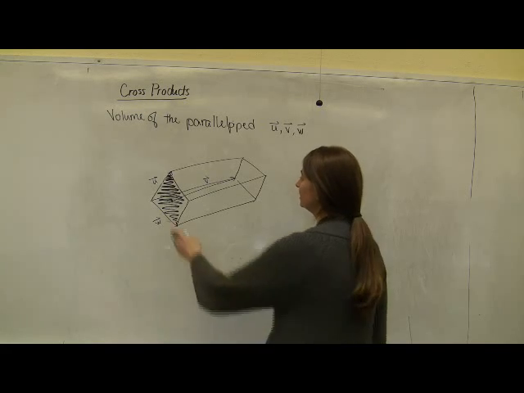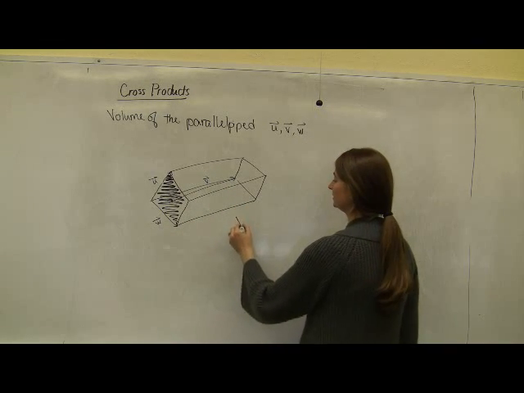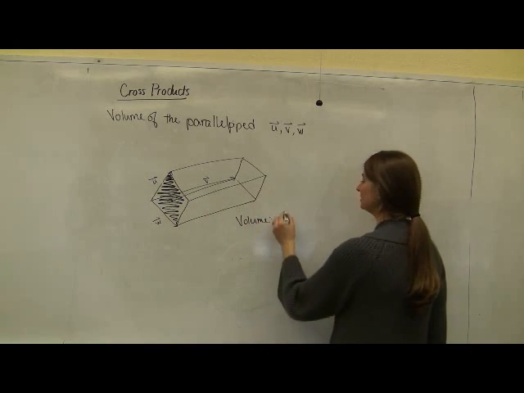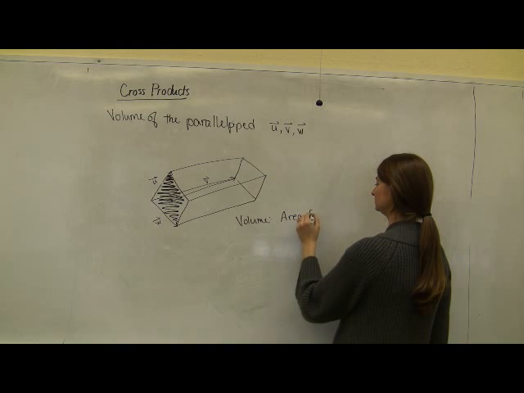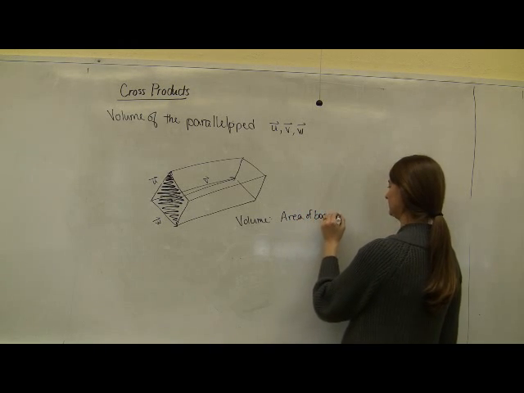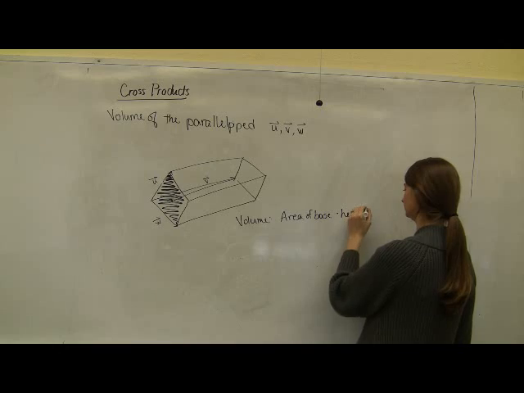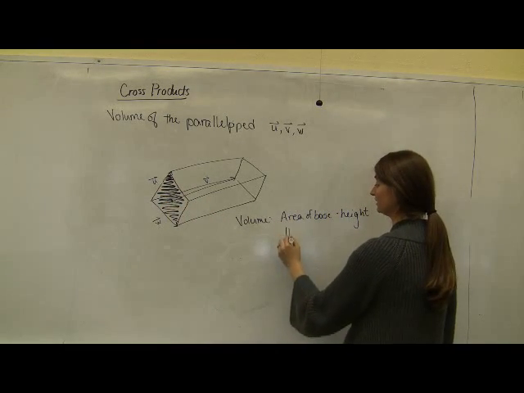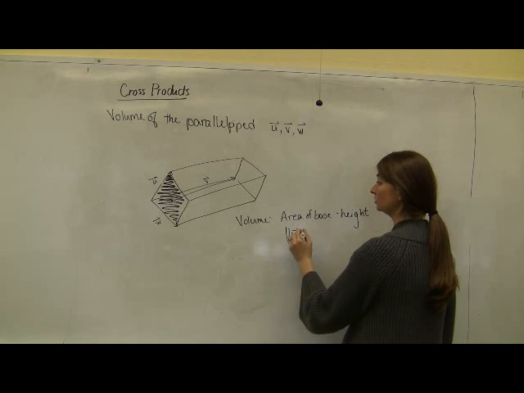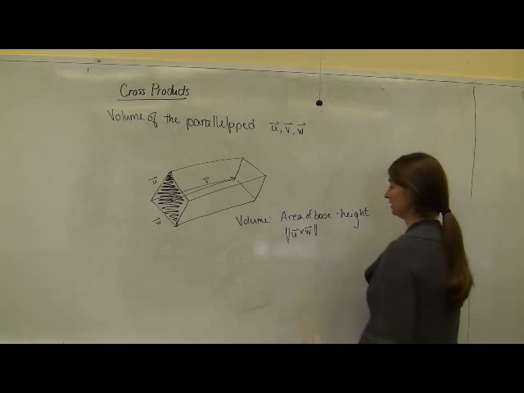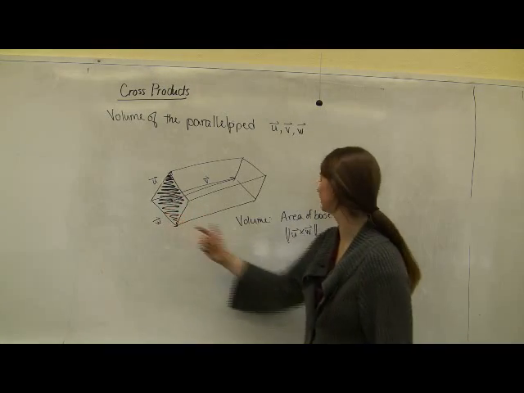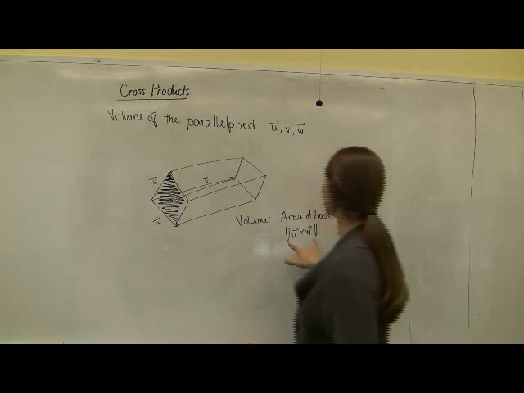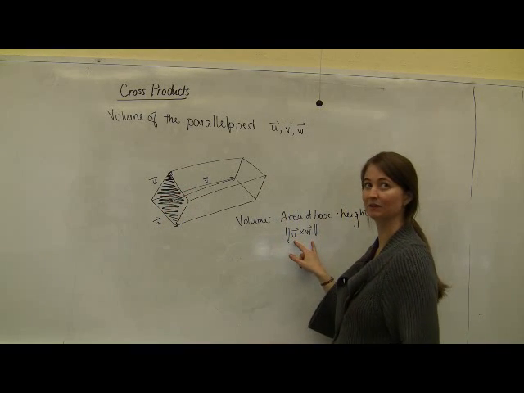So in general, this volume is going to be the area of the base times the height. The area of the base is this parallelogram, which we already found out is the magnitude of u crossed with v. If I have these two vectors, the area of it, and actually I could be careful and use the right-hand rule, I should say that it's the absolute value of the magnitude.